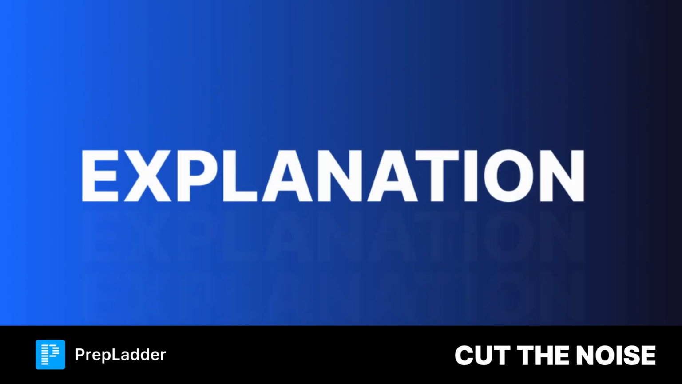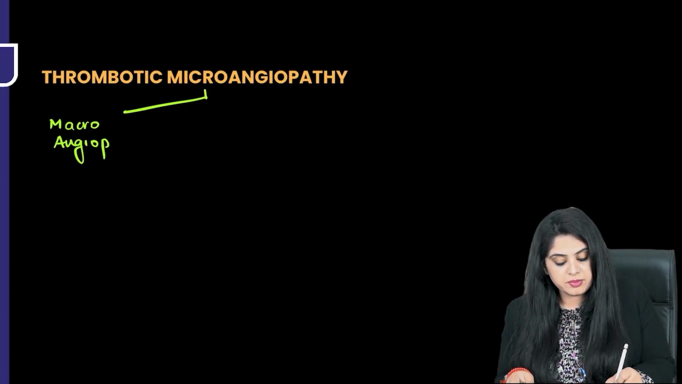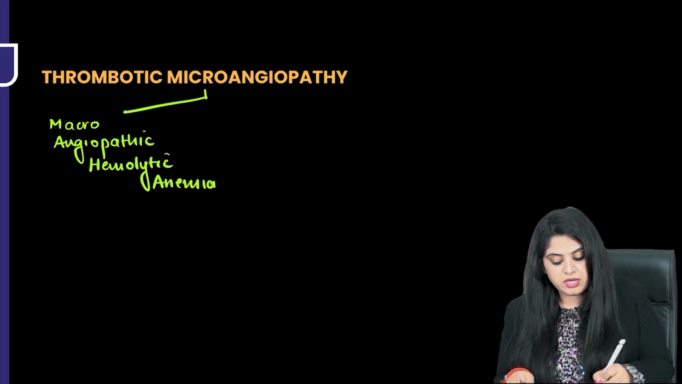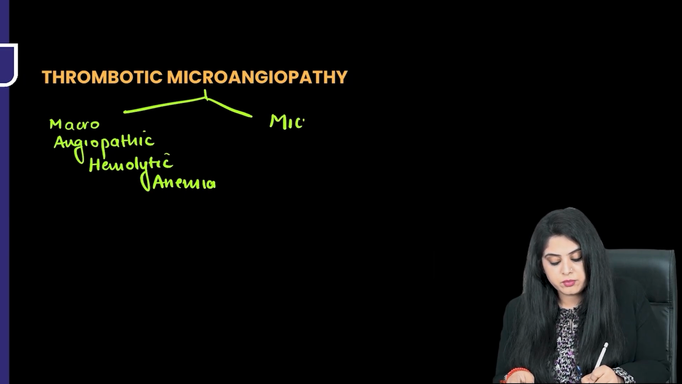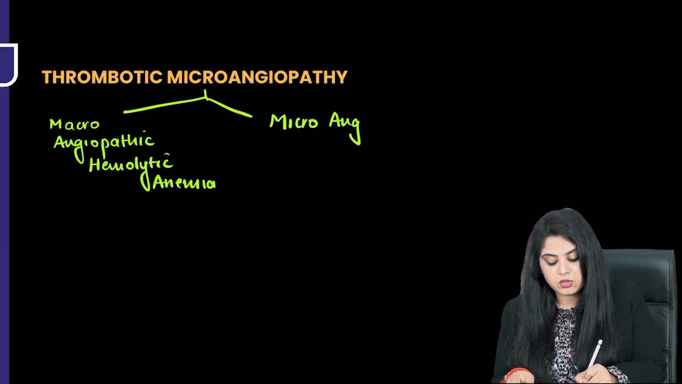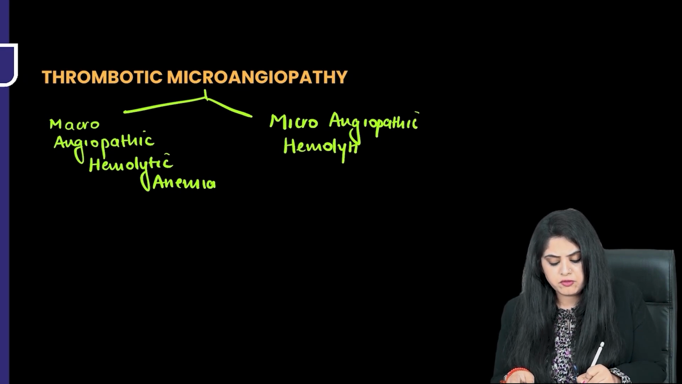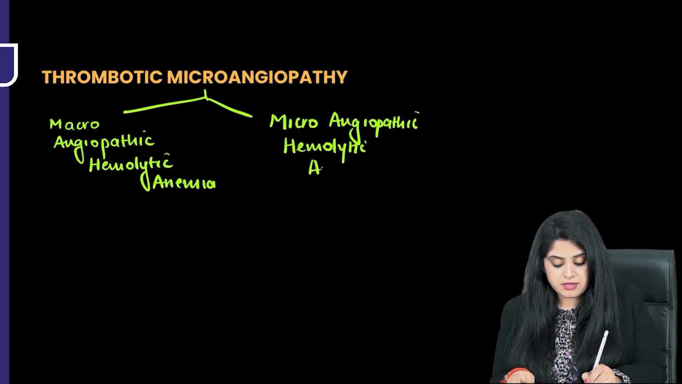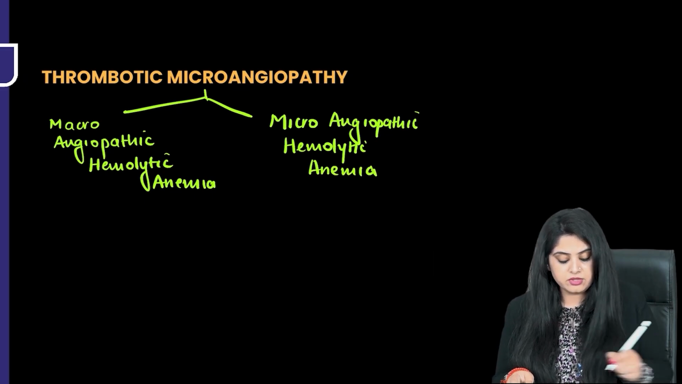Here is the explanation. Macroangiopathic basically means there is some big blood vessel involved. So macroangiopathic hemolytic anemia, and then there is a smaller one which is referred to as microangiopathic hemolytic anemia, where I'll be talking about the smaller blood vessels. But why am I talking about hemolytic anemias in this topic of platelets? Have you wondered why I am doing that? Because now I'll be telling you the reason.